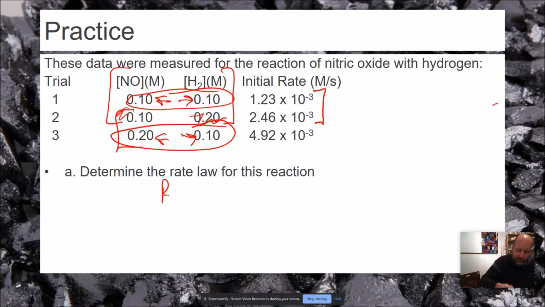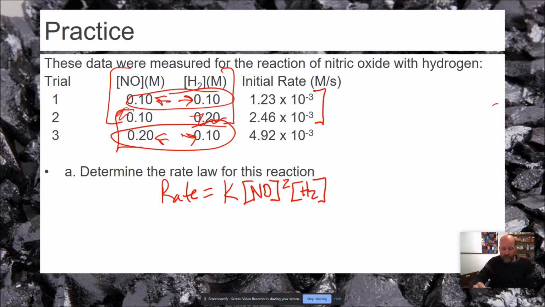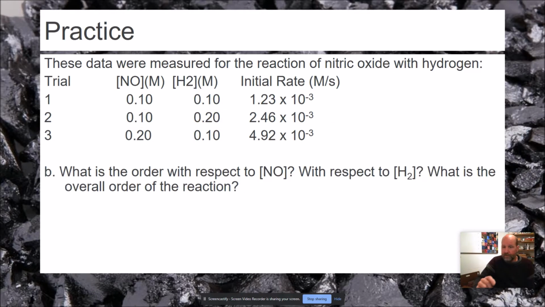So the rate law is rate equals K times the concentration of NO, and that was the one we just said was second order, concentration of H2, and that was first order. So I'm just going to leave it like that. Still looking at the same reaction. The order with respect to NO, well, that was second order.